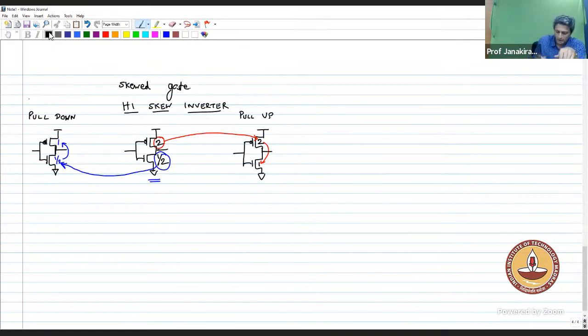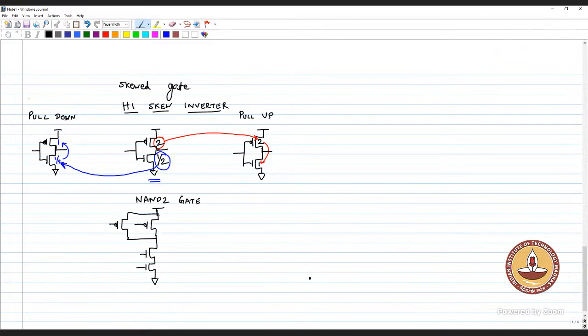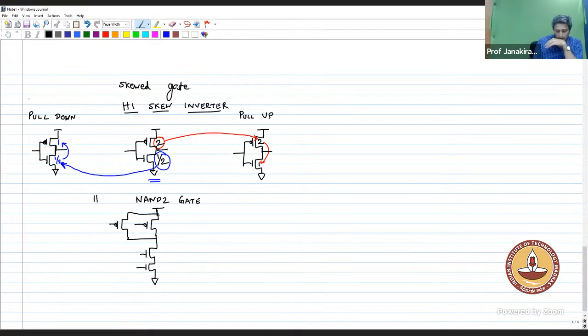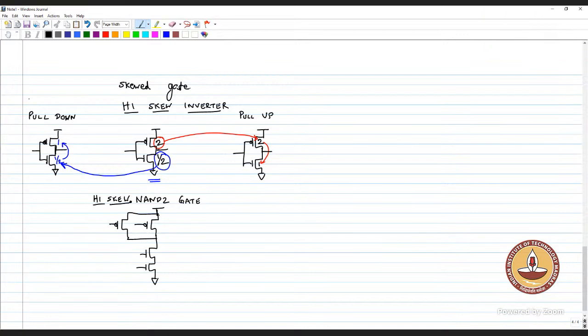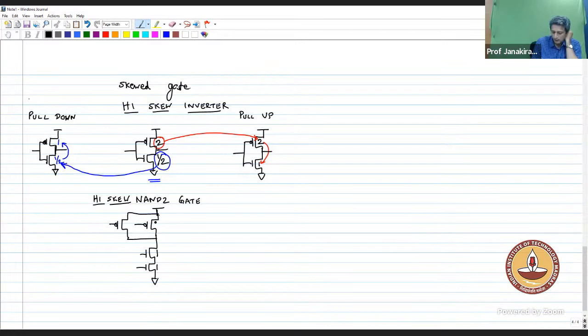Now, how do you construct a NAND2 gate? What are the sizes? Tell me for NMOS and PMOS. For a skewed NAND gate, high skew. The NMOS will be 1, 1 and the PMOS 2, 2. Now this is input A. What is the gate capacitance of this for input A, B? CA equal to CB equal to how much?